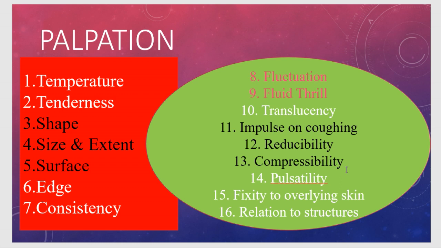Right? So 5 are common important points: the shape of a swelling, the size and extent of a swelling, the surface over the swelling, the edge or margin of a swelling, and impulse on coughing. These 5 things are common to inspection as well as palpation.